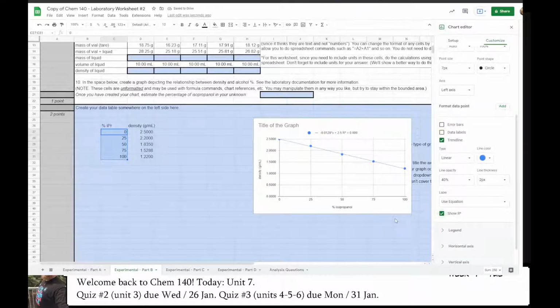And what this does is it shows you that if your data was actually an equation on the graph, this is the equation it would be: negative 0.0129 times x plus 2.5. Your data conforms to that line. How well does the data conform to that line? 0.999, out of 99.9% confirmation, basically. R squared is a statistical value that tells you how good your data is.